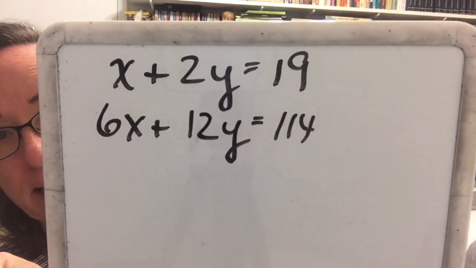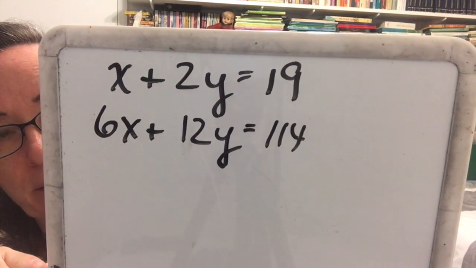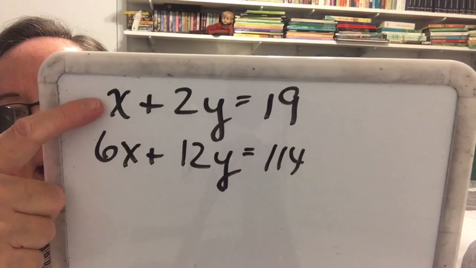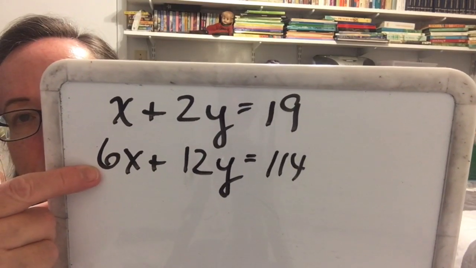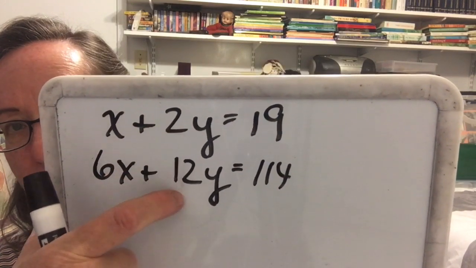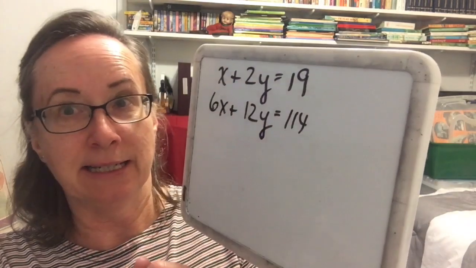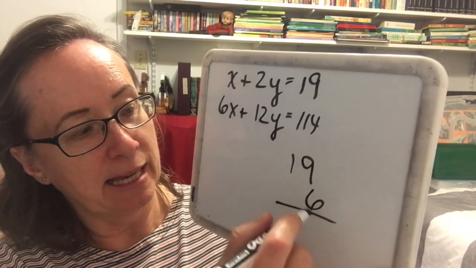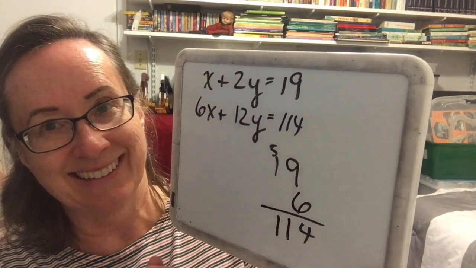All right, so on this one, we could go about doing some of the other methods that we have done, but I want you to take note of something. If you take this coefficient 1 and multiply it by 6, you get the 6. If you take the 2 and multiply it by 6, you get the 12. I wonder what 19 times 6 will be. So 19 times 6 is going to be 54, carry the 5, and 11.